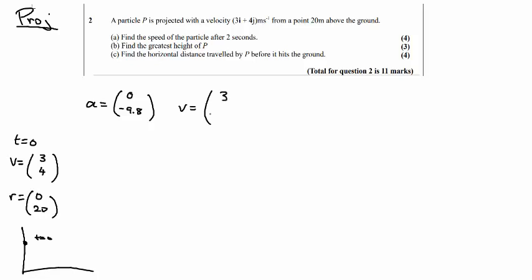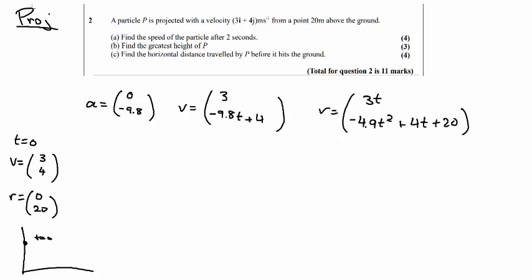That's going to be 3 minus 9.8T plus 4 for the velocity, and R equals 3T, minus 4.9T squared. How many times have we seen that number? Plus 4T plus 20. Okay, so find the speed of the particle after 2 seconds. You're just putting T equals 2 into here.